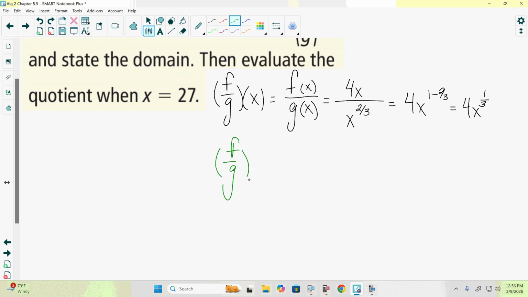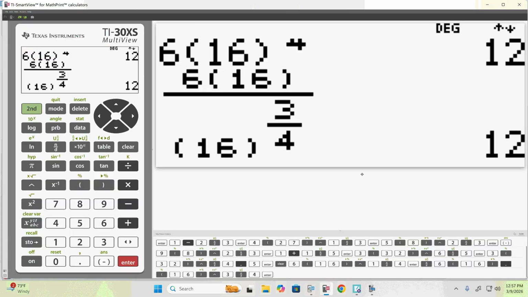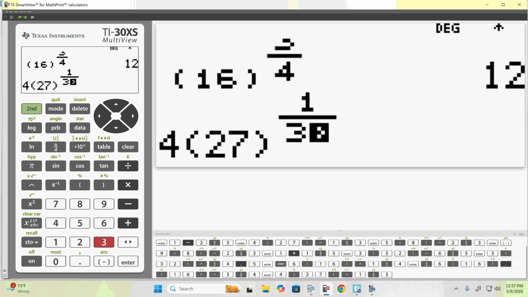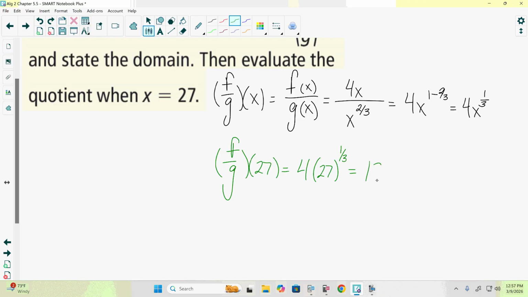F divided by g of 27 is 4 times 27 to the 1/3, which, funny enough, is 12. Because 27 to the 1/3 is what times itself three times is 27, which is 3. 4 times 3 is 12. Questions on this here?